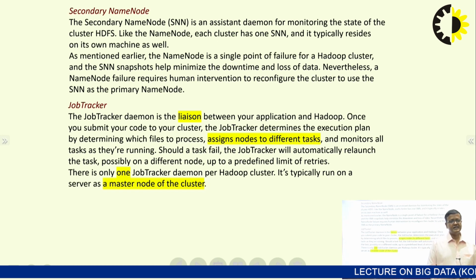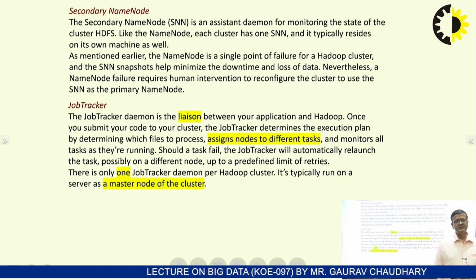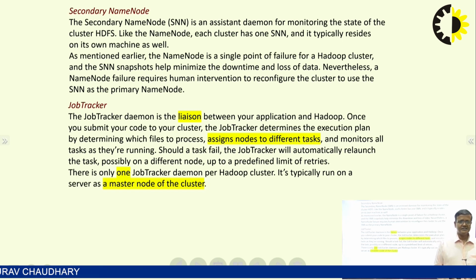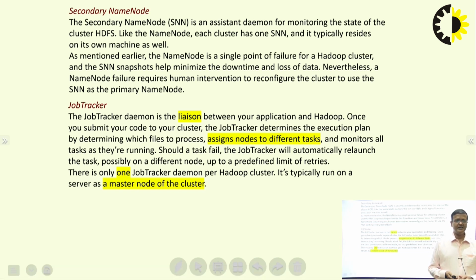The next daemon in the Hadoop framework is your job tracker. The job tracker daemon is the liaison between your application and Hadoop. Once you submit your code to your cluster, the job tracker determines the execution plan by determining which files to process, assigns nodes to different tasks, and monitors tasks as they are running. Should a task fail, the job tracker will automatically assign the task, possibly on a different node, up to a predefined limit of retries.